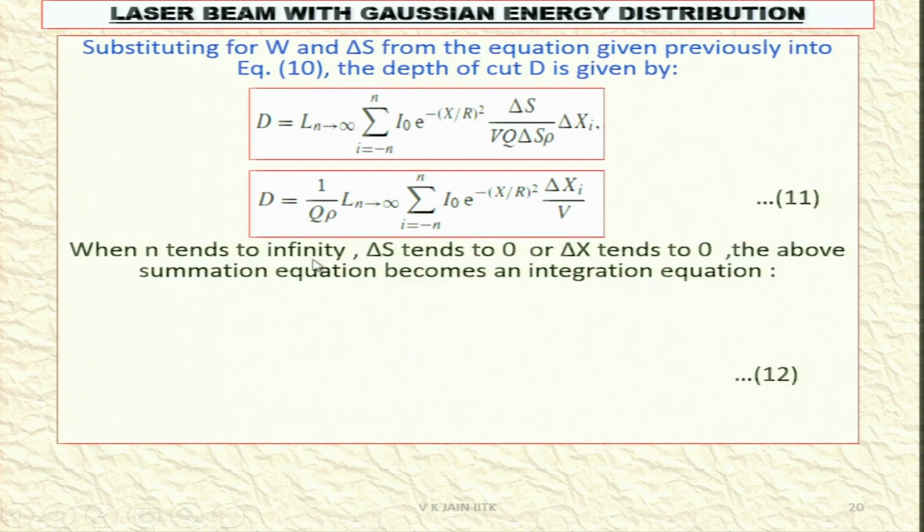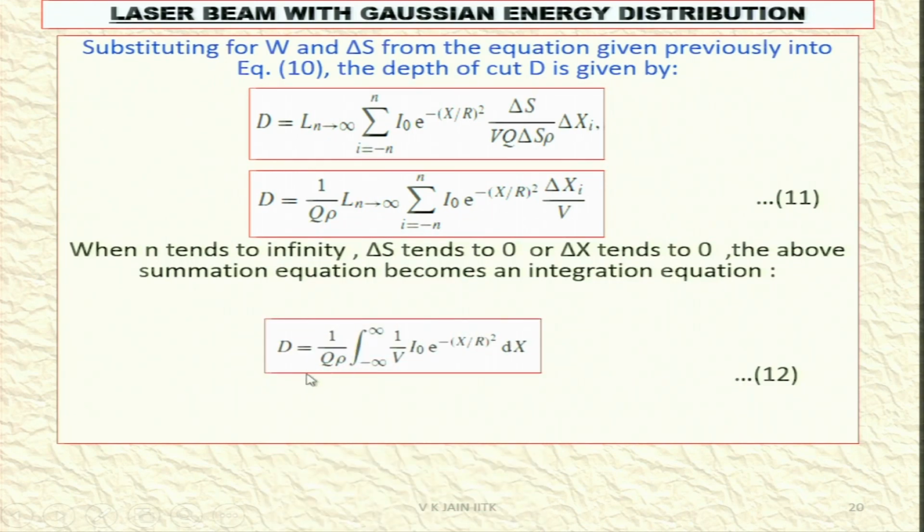When n tends to infinity, delta S tends to 0, or delta X tends to 0. The above summation equation becomes an integration equation. D is equal to 1 over Q rho, integral from minus infinity to plus infinity of 1 over V I0 e raised to power minus (x over r) whole square dx. You can simplify and get this particular equation: 2 I0 r over V Q rho, integral from 0 to infinity of e raised to power minus (x over r) whole square d(x over r).